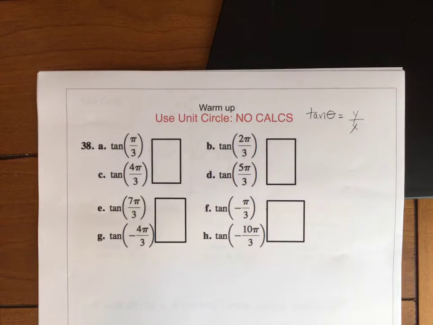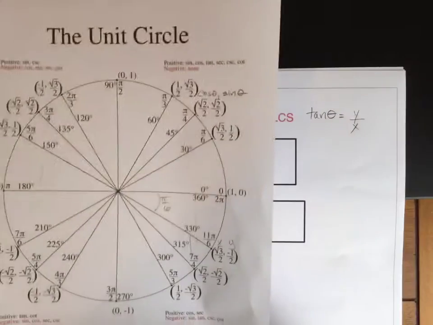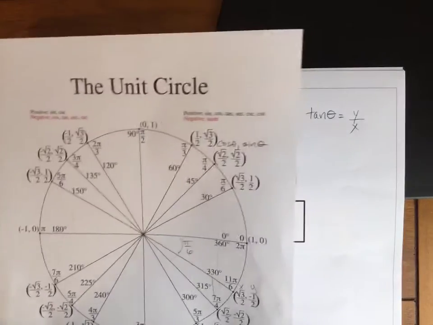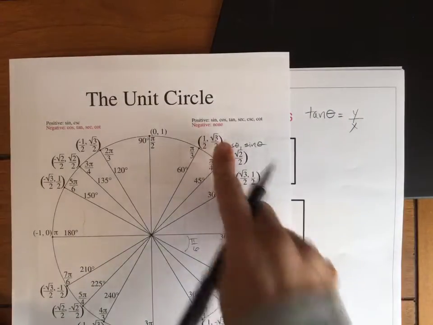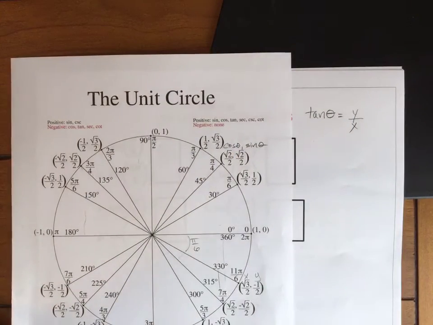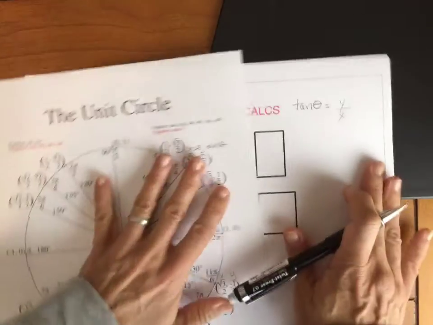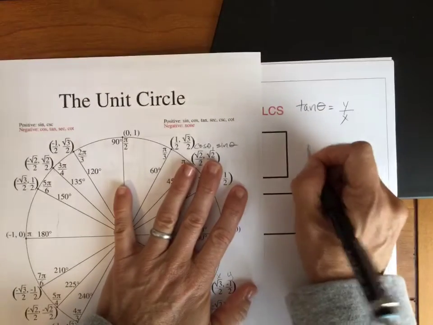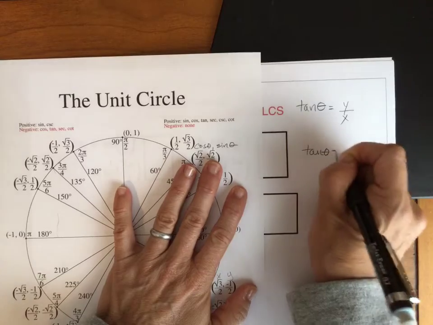All right, so hopefully you had a chance to try at least some of them out. Maybe you didn't do all of them, but I'm going to get my handy dandy unit circle out. And so tangent of pi over 3 is going to be, and we're just going to do one, and then I'll go through and show you the others.